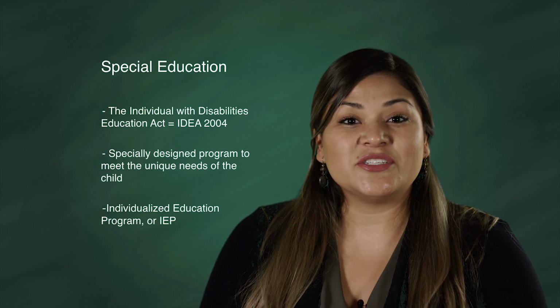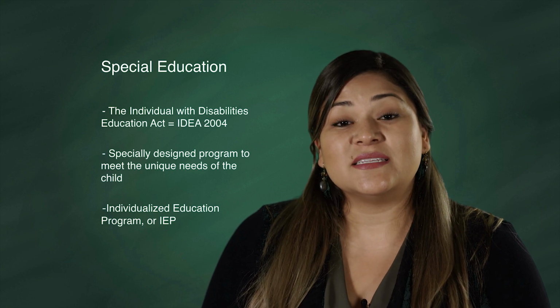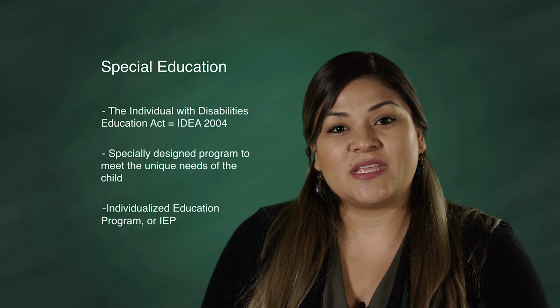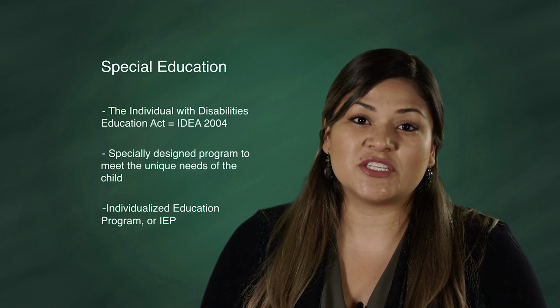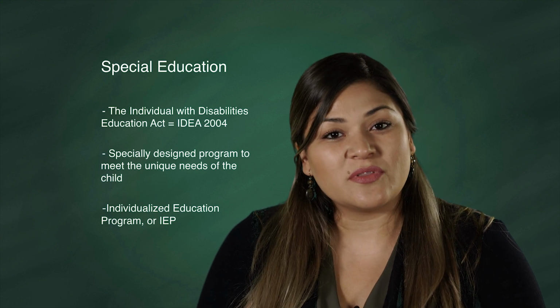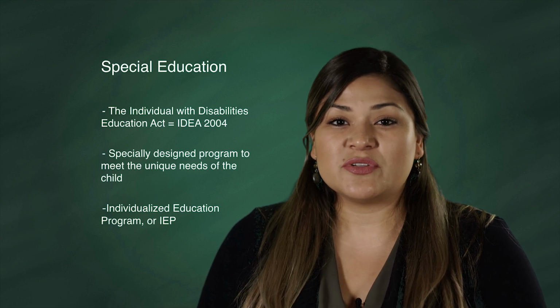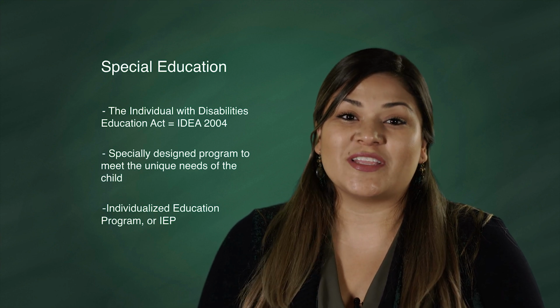Since each child is unique, it is difficult to give an overall example of special education. It is individualized for each child. Each child who is found eligible for special education has an individualized education program, also referred to as an IEP, developed by a team of people that includes the parents. Some students may be working at a pre-kindergarten level, others at a first, second, or third grade level.